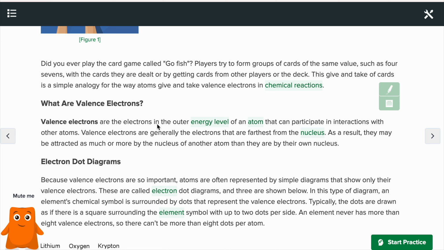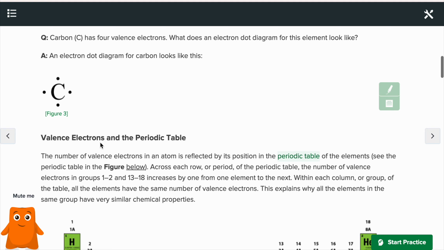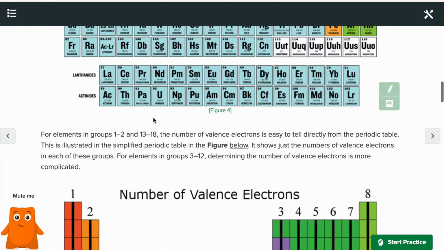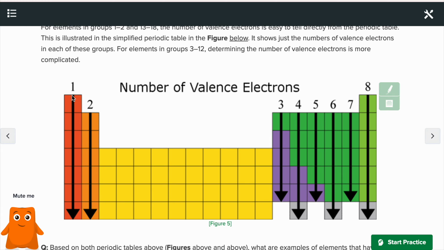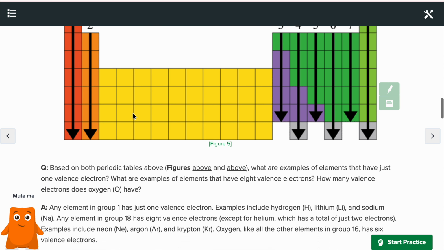Valence electrons are generally the electrons that are farthest from the nucleus. As a result, they may be attracted as much or more by the nucleus of another atom than they are by their own nucleus. We have electron dot diagrams. Valence electrons. Number of valence electrons: first column is 1, second is 2, and so on.